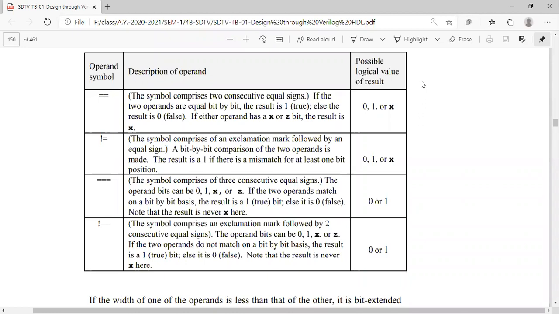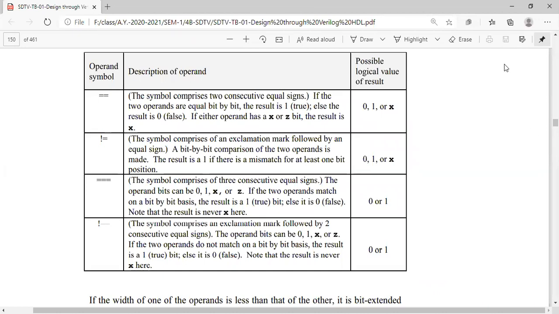So that means A will have 4 bits, B will have 4 bits, and C also will have 4 bits. And there will be bitwise comparison. A of 0 will be compared with B of 0. If it is equal, then we write C of 0 as 1. If not equal, we write C of 0 as 0.